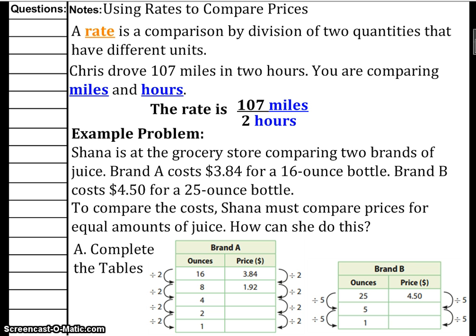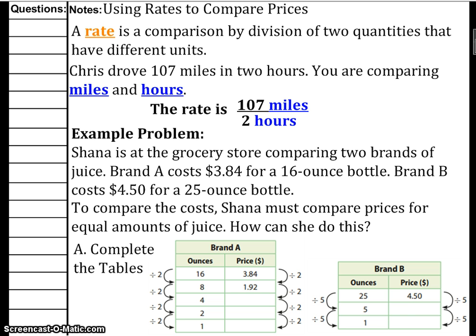Let's look at our example problem. Shauna is at the grocery store comparing two brands of juice. Brand A costs $3.84 for a 16-ounce bottle. Brand B costs $4.50 for a 25-ounce bottle. To compare the cost, Shauna must compare prices for equal amounts of juice. How can she do this?